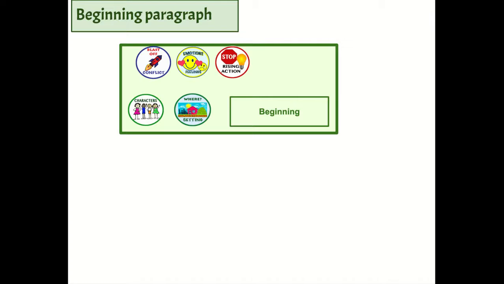We'll start with our beginning paragraph, which is going to be based on the elements that you marked in the beginning sections of your graphic organizer. That would be your characters, setting, and the blast-off event of the conflict, which involved emotions or feelings and caused the character to stop and think and to make a plan that really starts our story. All of these elements should be included in the beginning paragraph of your summary.